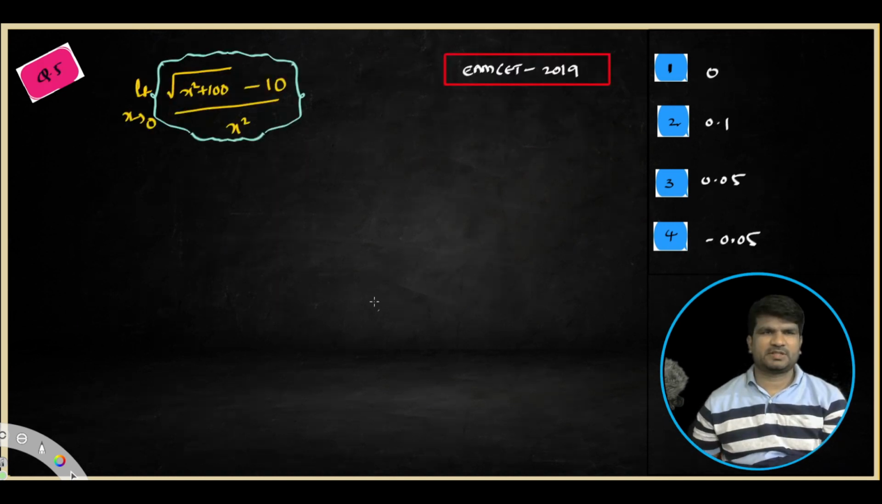Next question is question number 5, EAMCET 2019. Limit x tends to 0, (root over x square plus 100 minus 10) by x square. So here also we can use L'Hospital rule.